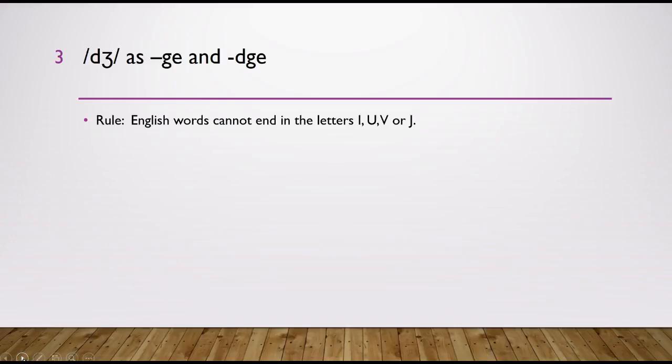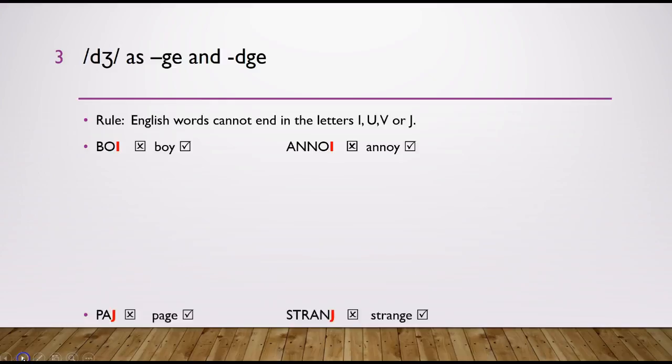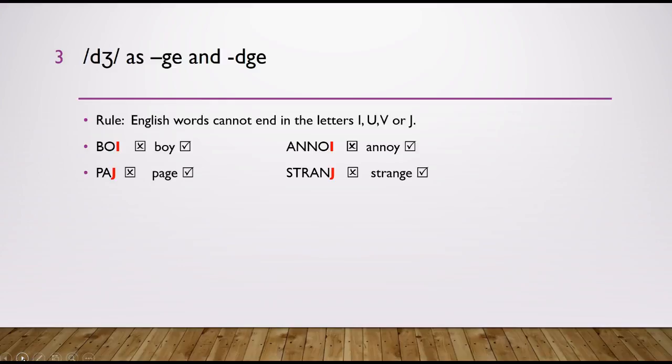So think back to our OY and OI vowel lesson, the sound oi. Perhaps you might remember the rule: English words cannot end in the letters I, U, V, or J. We learned this to prove that boy could not be spelled as B-O-I, or annoy couldn't be spelled A-N-N-O-I. We use this rule again when we hear J at the end of a word. Whenever you hear j at the end of a word, it cannot be spelled with a J, so we must either use DGE or GE instead. Just as page cannot be spelled P-A-J, neither can the word strange be spelled with a J at the end.